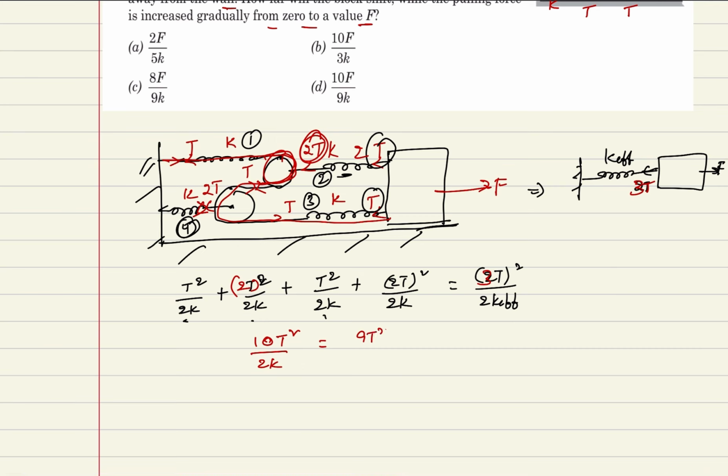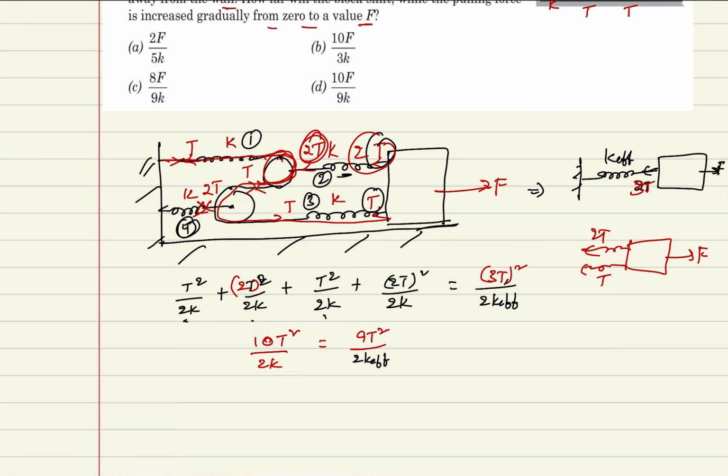Now you make that change into 3T. 9T square, this is 3T. Actually, here is the tension on the block: you can see this side is 2T and this side is T. That's why the total is 3T. I am making a correction here: 3T whole square.